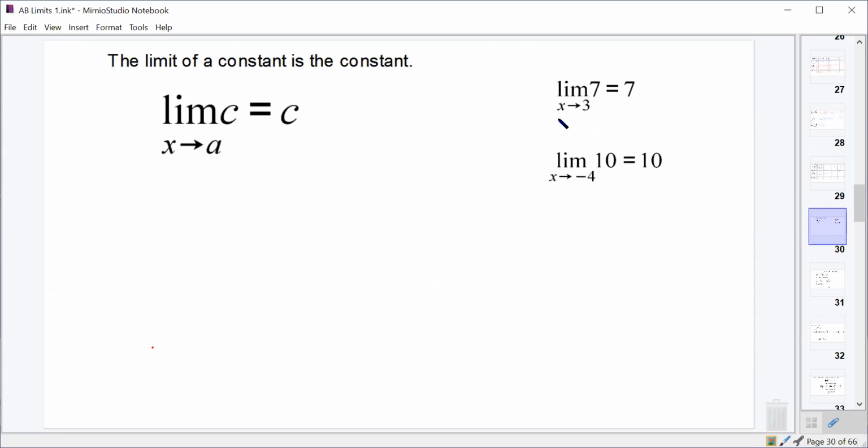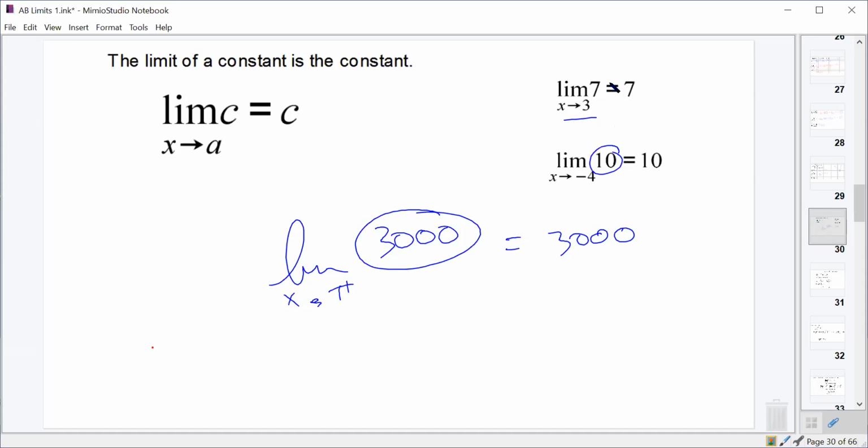If I asked you what's the limit as x approaches 3 of 7, it's 7. If I asked you what's the limit as x approaches negative 4 of 10, it's 10. If I asked you what's the limit as x approaches pi of, I don't know, 3,000, it ought to be 3,000. Reason being, these are all just horizontal line functions, right? The y value doesn't change on any of them. No matter what value you approach, you're still right there at that same y value. Everybody good with that or no?